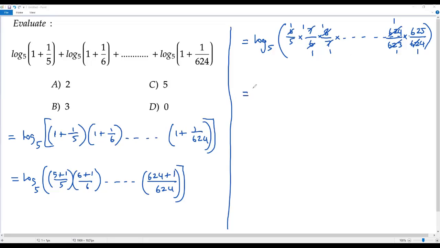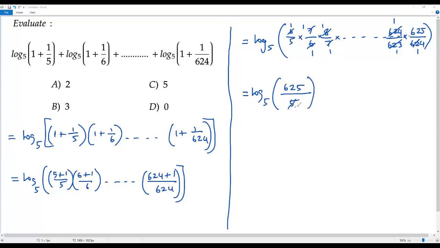So here log to the base 5. What do we have in the numerator? We have 1, 1, 1. In all the fractions over here, the numerator will be 1. So I multiply all the ones, and finally I multiply the 1 by 625. So the numerator I'm getting is 625. When I multiply the denominators 5, 1, 1, 1, 1, I'm just getting 5 as the denominator.